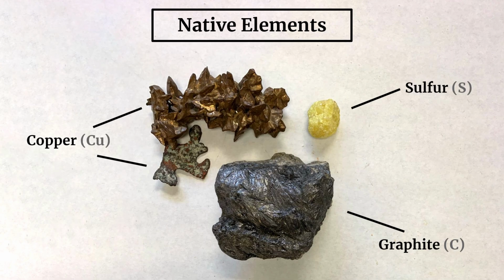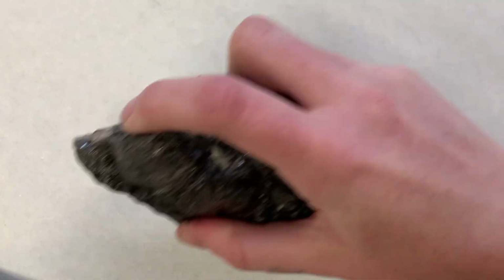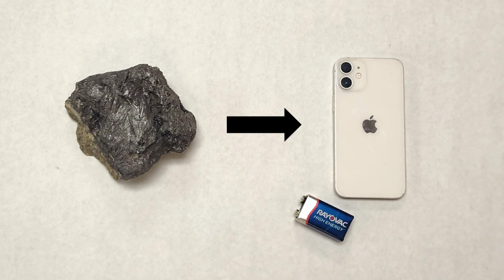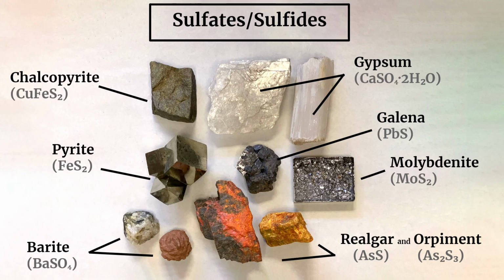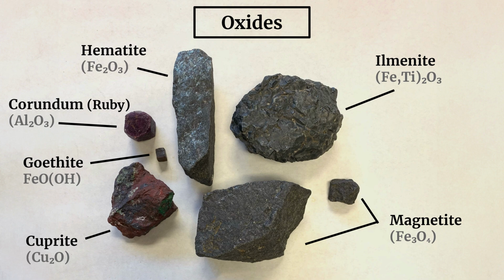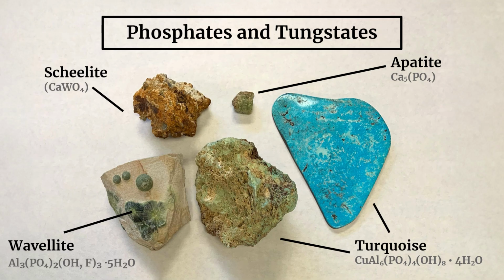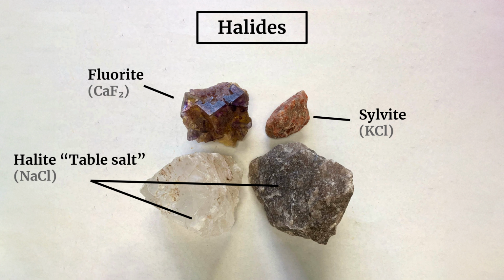The first category is the natives. This includes graphite. Graphite is what your pencil lead is made out of. It's also a component inside modern batteries. Next, we have the carbonates, the sulfates and sulfides, the oxides, the phosphates and tungstates, and the halides. You are actually extremely familiar with one of the halides. This is halite, more commonly known as table salt.